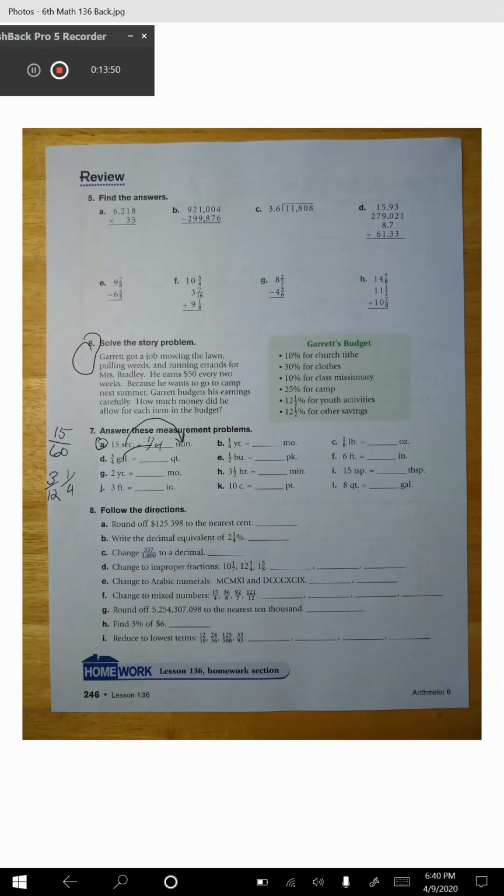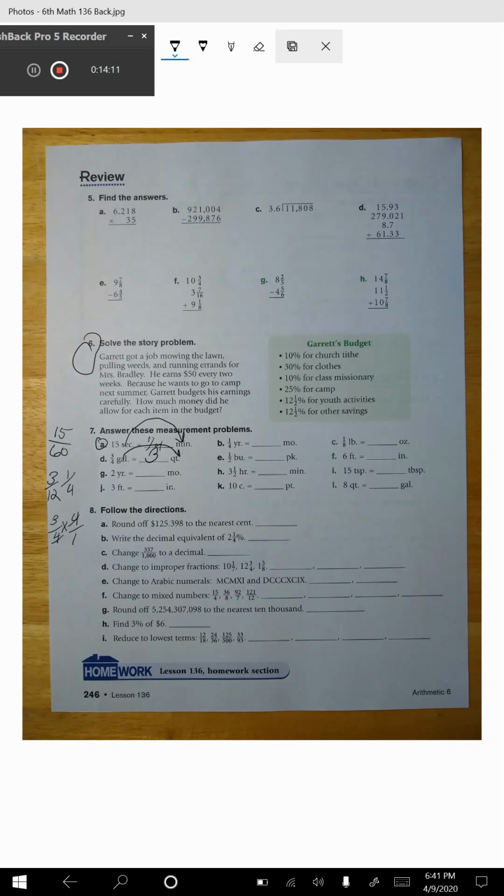On this one, you're going gallons to quarts, larger to smaller. So it's 3/4 times, how many quarts are in a gallon? 4. Cross cancel, and I believe I'm left with 3. The 3/4 of a gallon is 3 quarts.